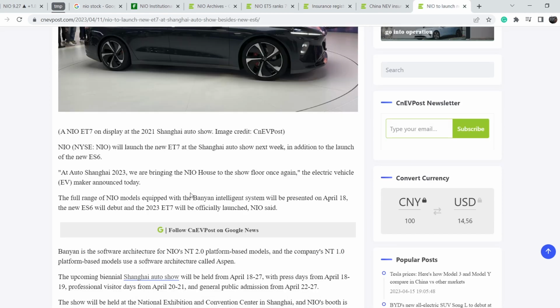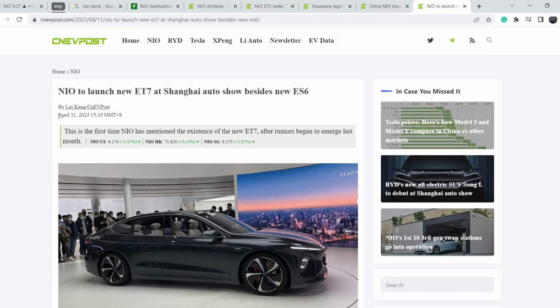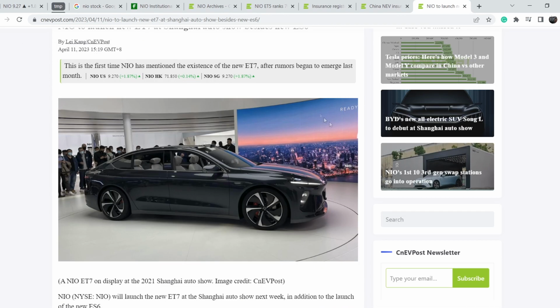Let me show you this article. It was published on April 11th, and it says NIO to launch new ET7 at Shanghai Auto Show besides new ES6. And we know that NIO during this year should add about 5 or even more completely new models to their lineup, and this should drastically improve their position on the EV manufacturers market.